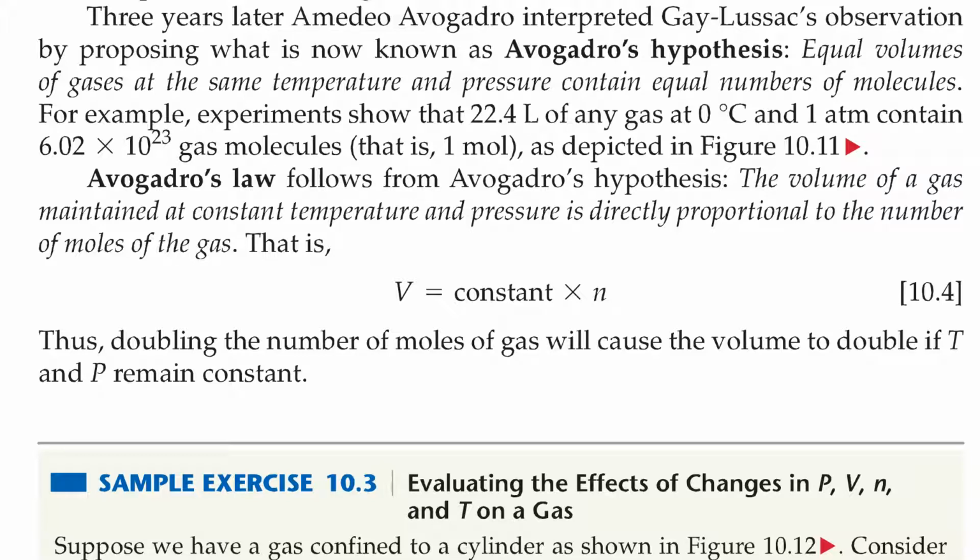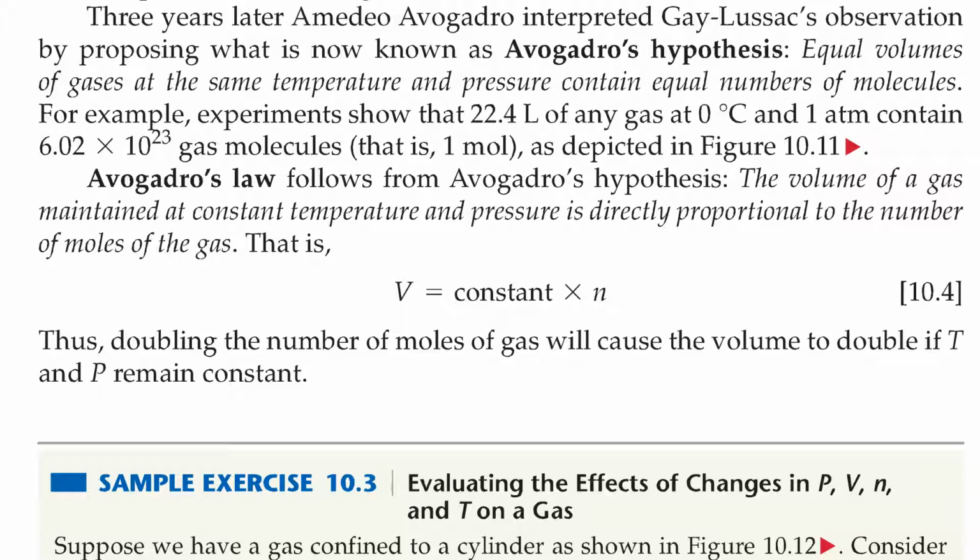Three years later, Amedeo Avogadro interpreted Gay-Lussac's observation by proposing what is now known as Avogadro's hypothesis. Equal volumes of gases at the same temperature and pressure contain equal numbers of molecules. For example, experiments show that 22.4 liters of any gas at 0 Celsius and 1 atmosphere contain 6.02 times 10 to the 23rd gas molecules, that is, 1 mole, as depicted in Figure 10.11.